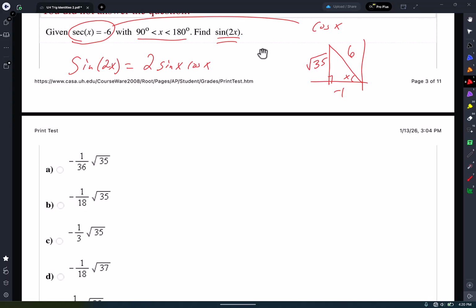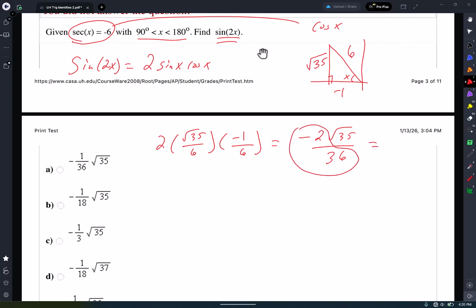All right, here we go. 2 times sine x, square root of 35 over 6. Cosine x, negative 1 over 6. So 2 times square root of 35 times negative 1 is negative 2 square root of 35 over 36. These are even. So negative square root of 35 over 18.